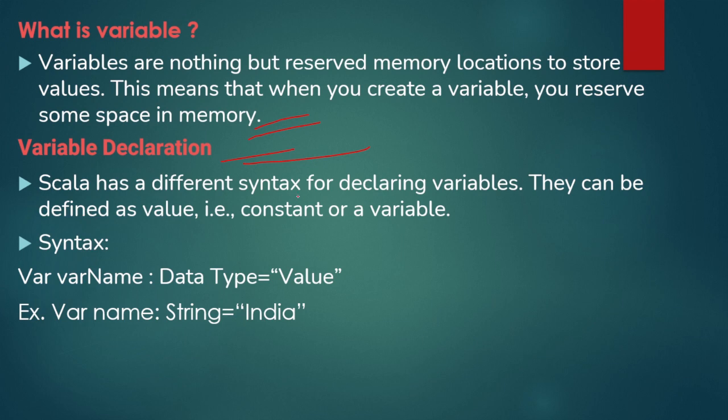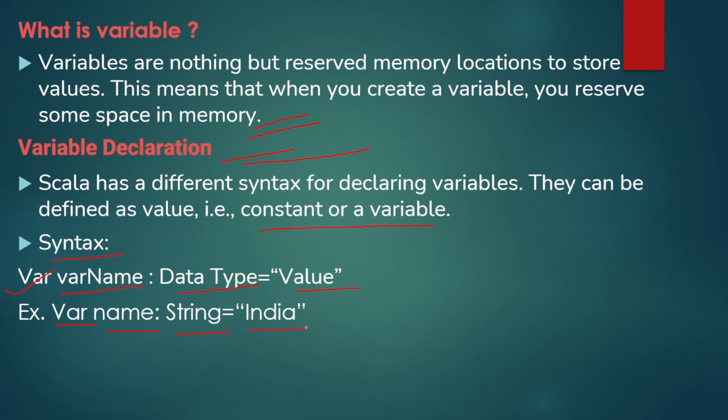So Scala has a different syntax for declaring variables. They can be defined as a value, a constant, or a variable. If you see here, the syntax starts with var and then the name. It's a variable name, and then the data type. Okay, and then we are assigning some values. If we take an example like var, then the variable name is anything, whatever you want, you can give it. And String is a data type, and what we are going to store here is a string.